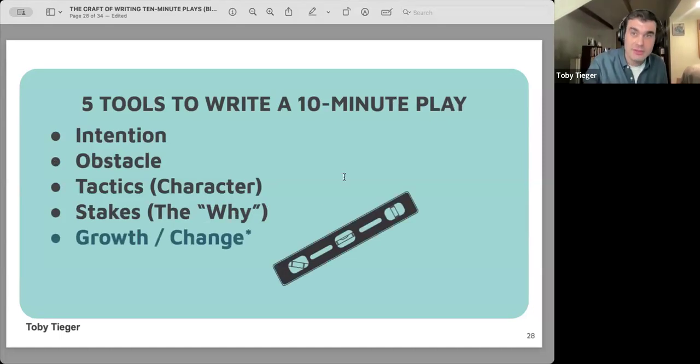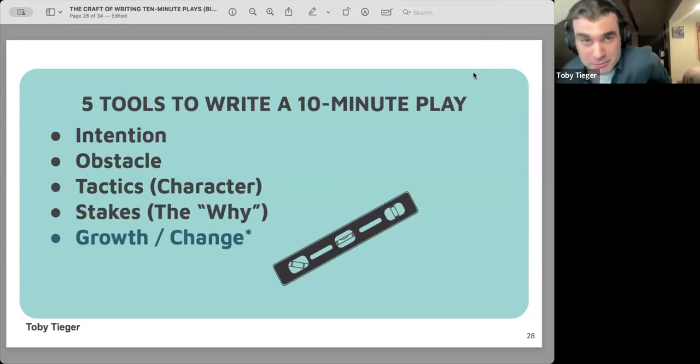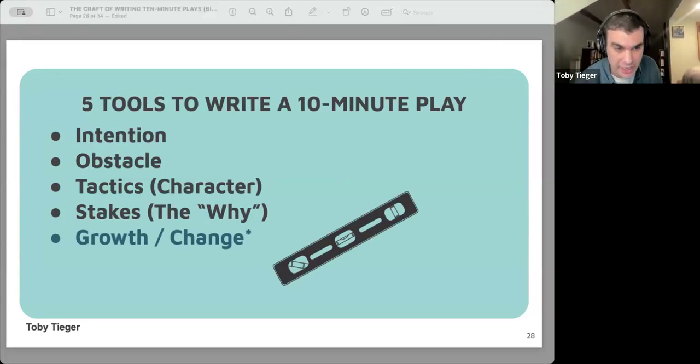And the final one, and this is your level because it's not necessarily needed in a 10-minute, but boy, it's nice if you can do it. Growth or change. So how does the character change over the course of the story?